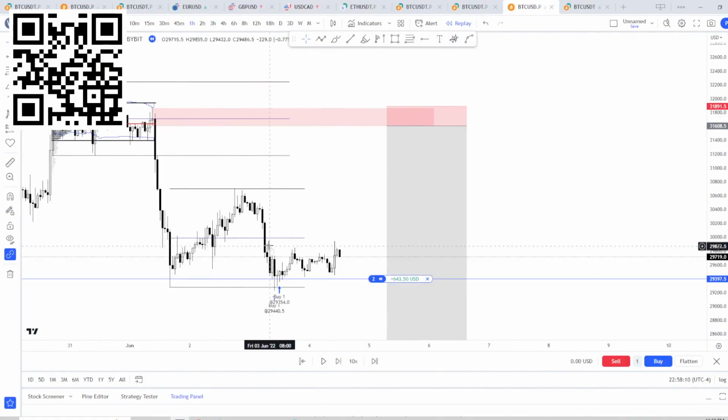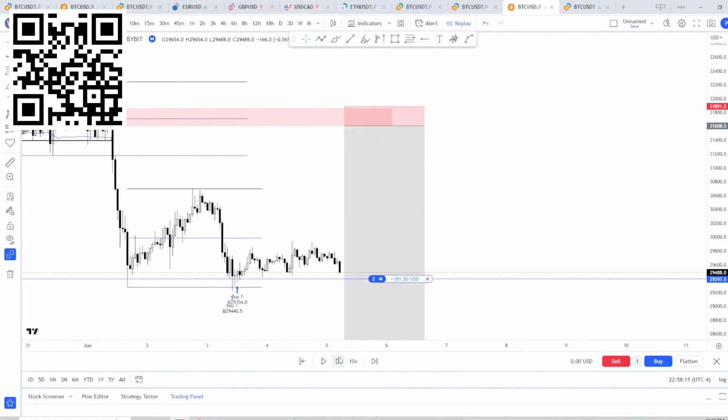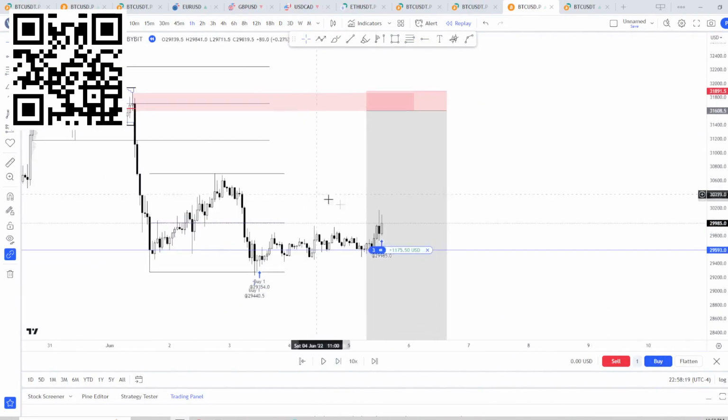If it breaks that internal structure from left to right, I'm going to add one more. I don't care about ruining my entry if I make money, right? That's the thing people don't seem to understand very well. But okay, I'm going to add one more in here. We broke that left to right structure from a lower time frame perspective.